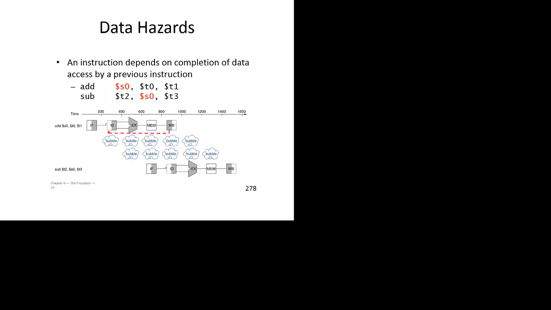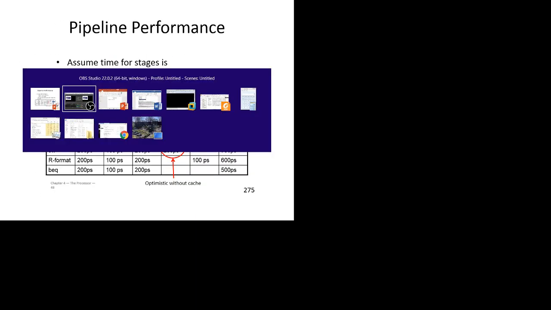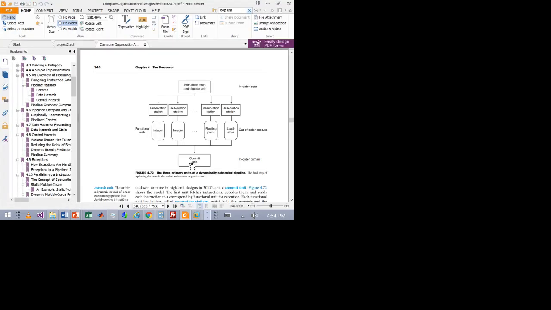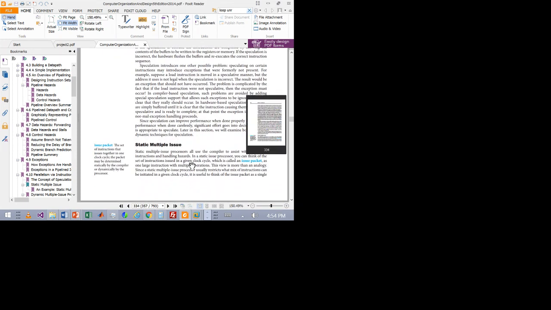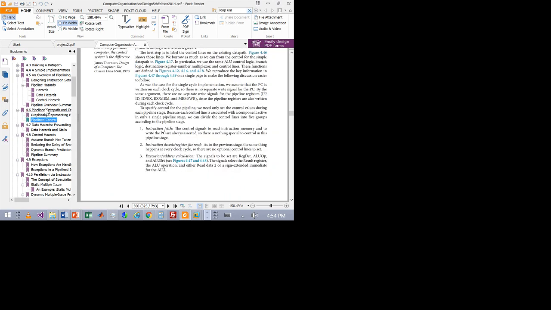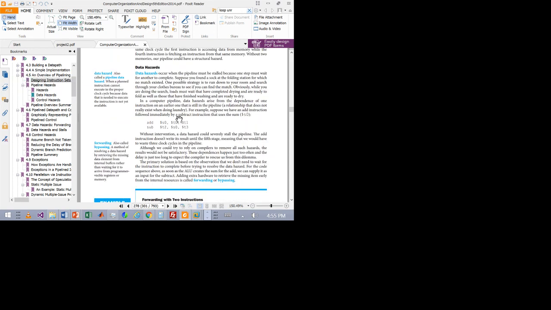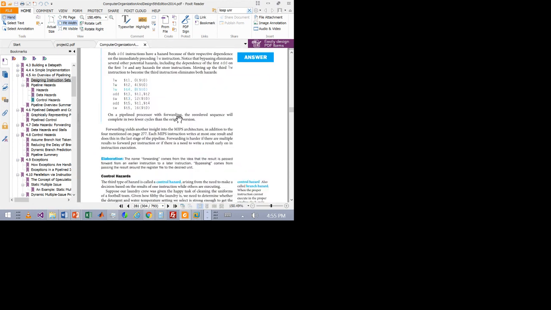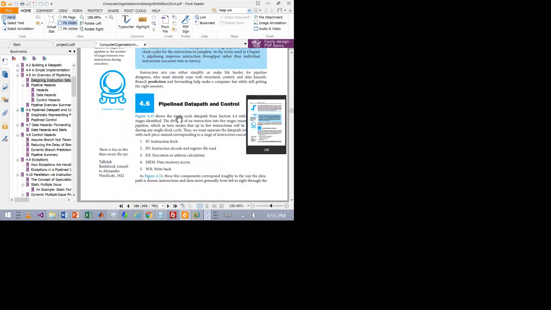For example, I don't like the order of these slides. One second, let me find what I want. Hold on. I'm going to use the book. The book has a nice picture of putting it all together, what it looks like, for the pipeline of our MIPS instructions. Let me find it real quick.